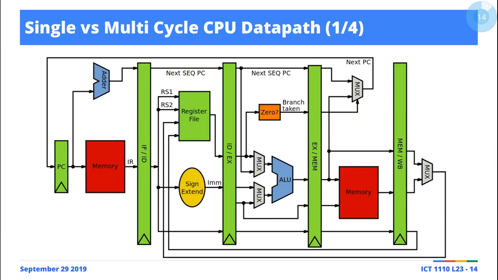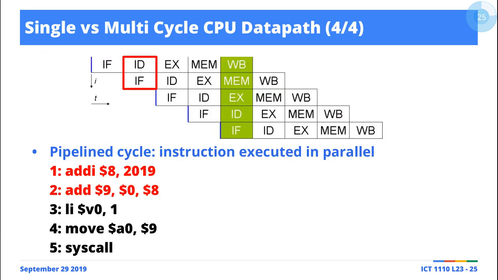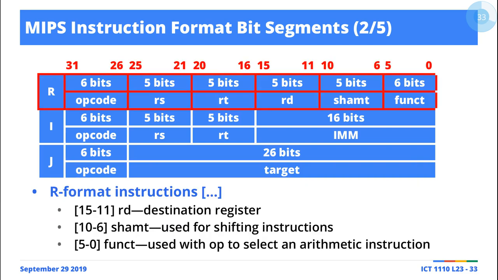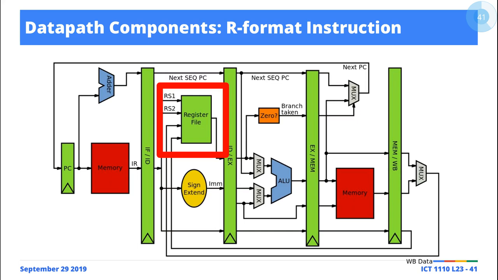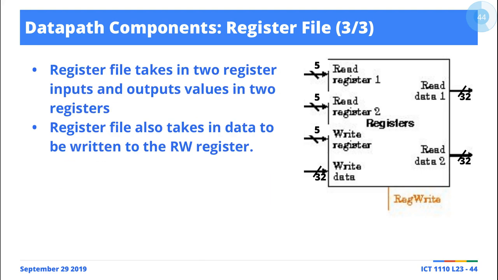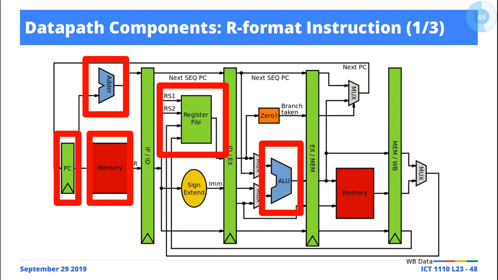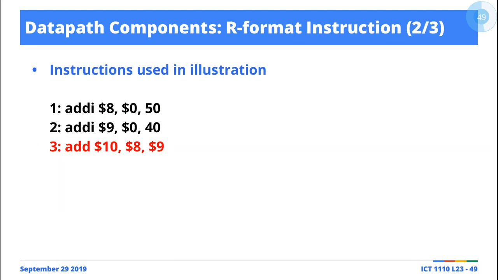Right, so we continue off with our discussion of the so-called MIPS datapath and control. We actually got to a stage where we discussed the purpose of the register file and the purpose of the ALU, at least with regards to R-formatted instructions. In fact, we even walked through a simulation of the typical R-formatted instruction, and we used the add instruction as an example.